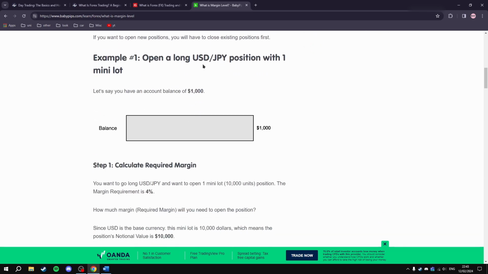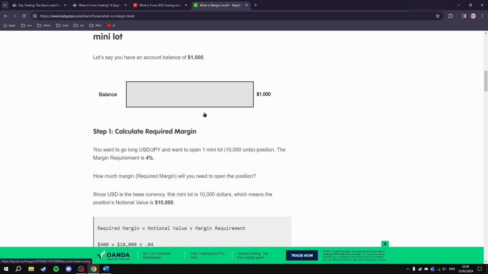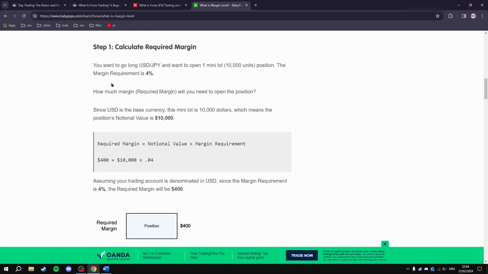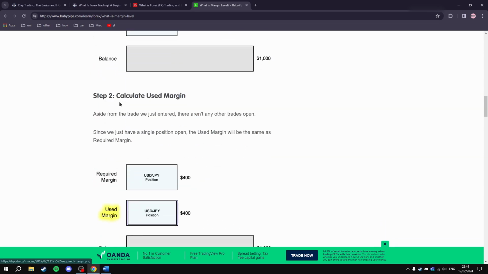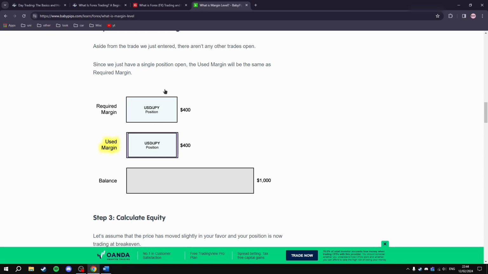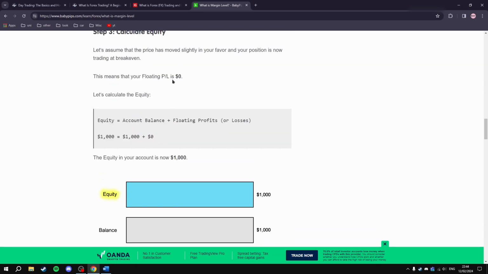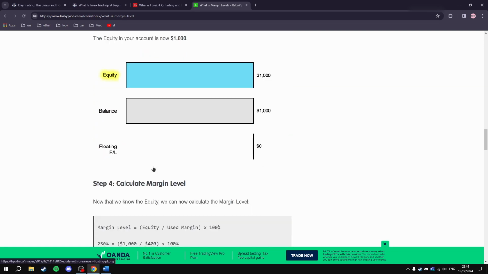Example 1. Open a long USD JPY position with 1 mini lot. Let's say you have an account balance of $1,000. Step 1. Calculate required margin. You want to go long USD JPY and want to open 1 mini lot, a 10,000 unit position. The margin requirement is 4%, which is $400 used margin. Equity is $1,000 because your floating profit and loss is 0.